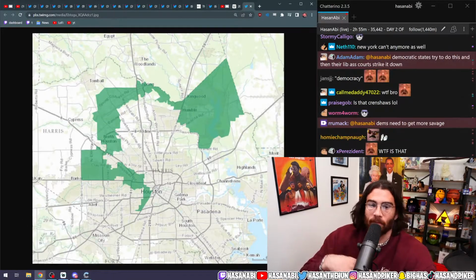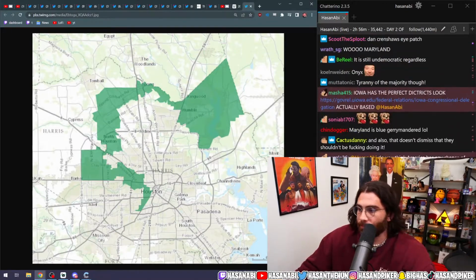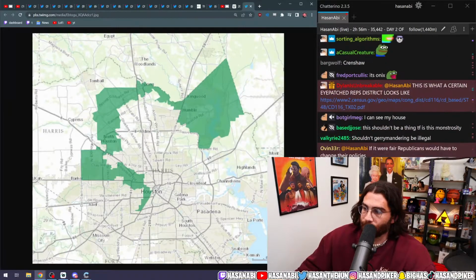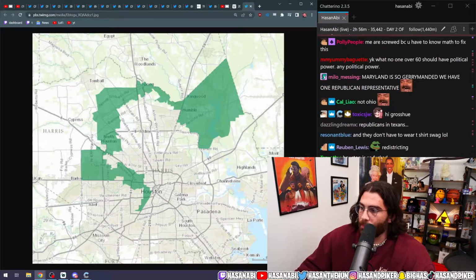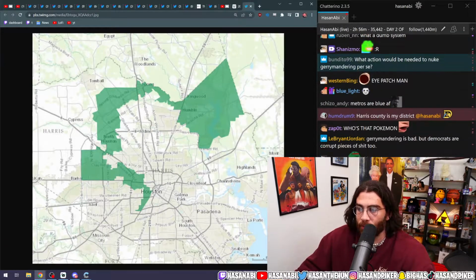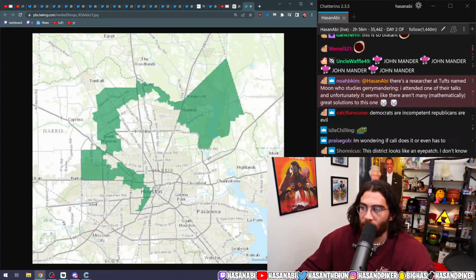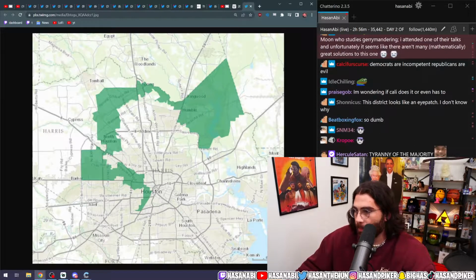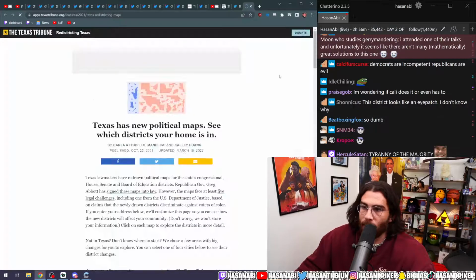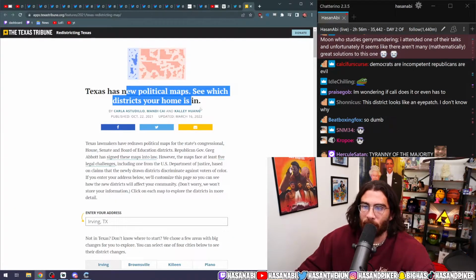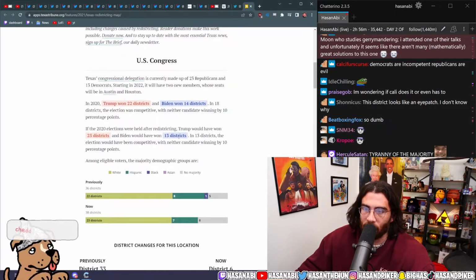Now, of course, not a lot of them are voting. But for some weird reason, dude, redistricting is always favoring the minority party. I mean, look at Texas, dude. Texas has new political maps. See which district your home is in, you know?